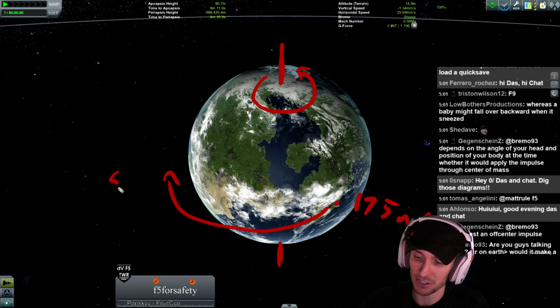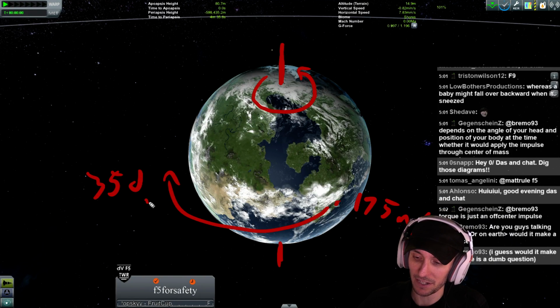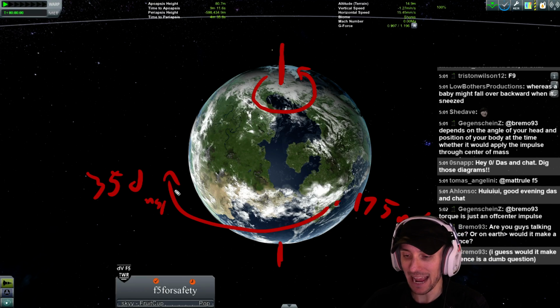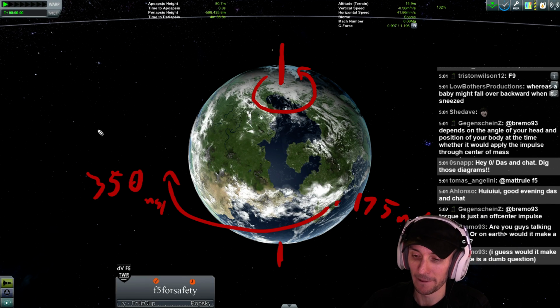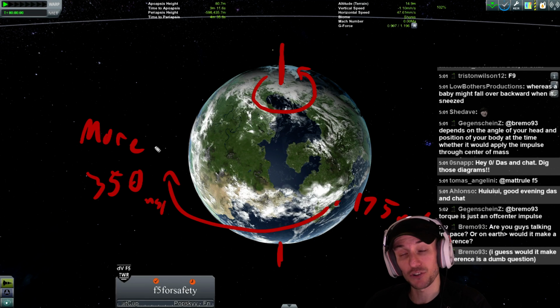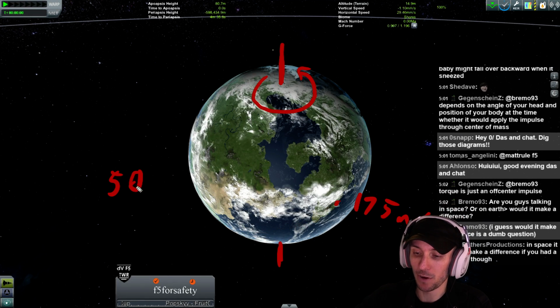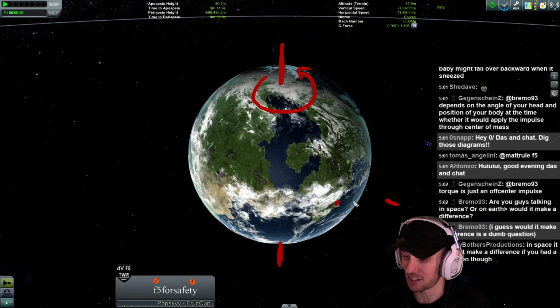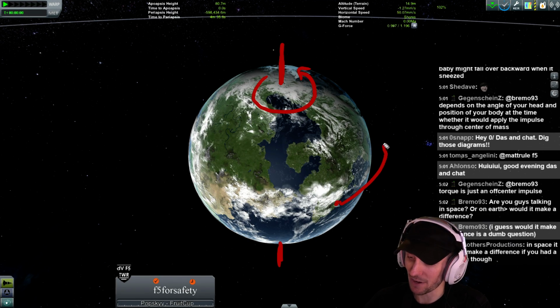This costs us 350 meters per second. My handwriting is terrible. That's 350 delta-v more to go west instead of east. So when we're first getting into our orbits, we want to go to the east, right? Like this. That's not a very orbital-looking velocity trajectory.